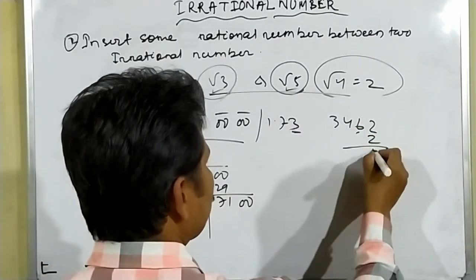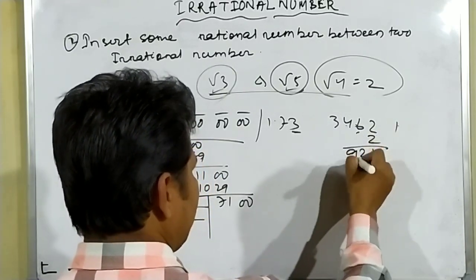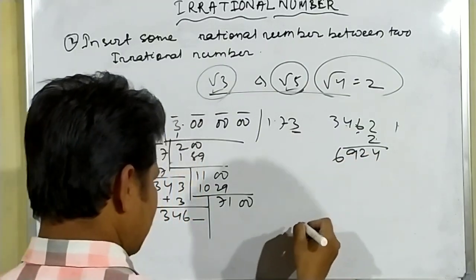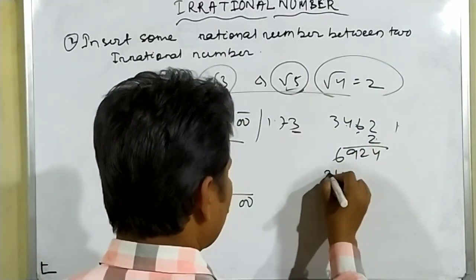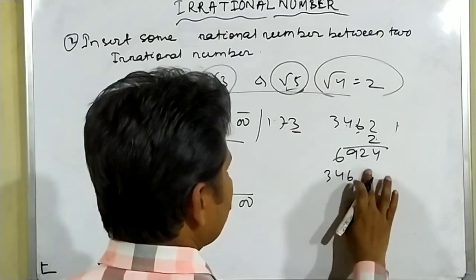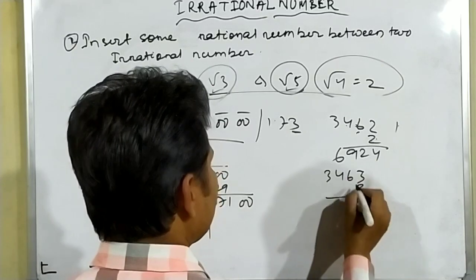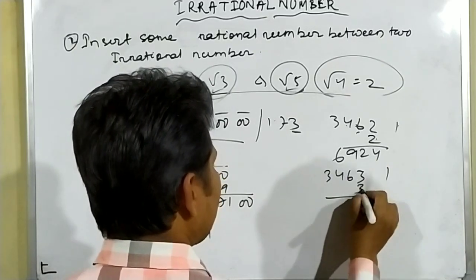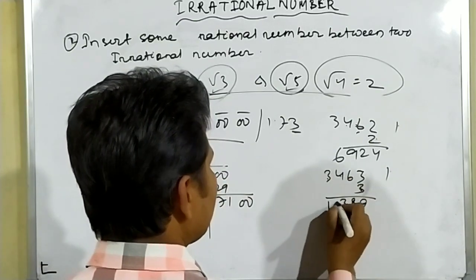The result will be: 2 2s are 4, 2 6s are 12, 2 carry 1, 2 4s are 8 plus 1, 9, 2 3s are 6. Again, if you take 4, then what will the result be? 3 4 6. If you write 3, then what will the result be? 3 3s are 9, 3 6s are 18, 8 carry 1, 3 4s are 12 plus 1, 13, 3 carry 1, 3 is 9 plus 1, 10.